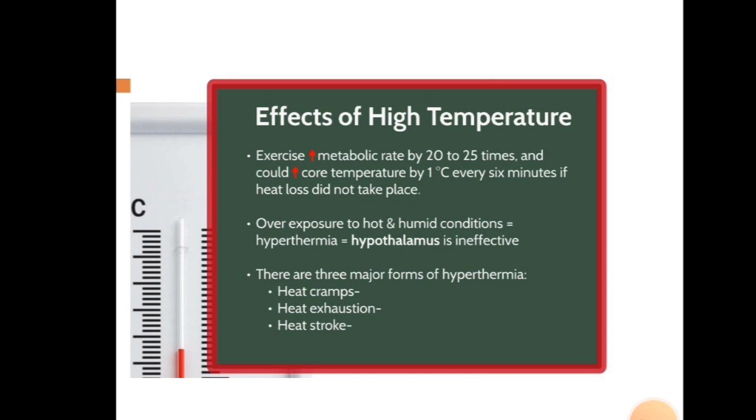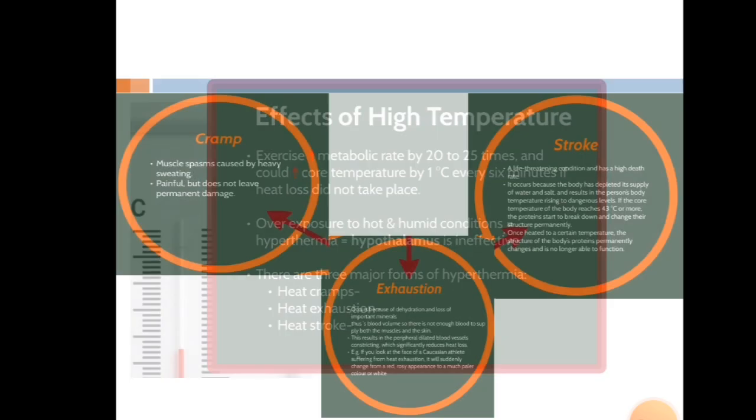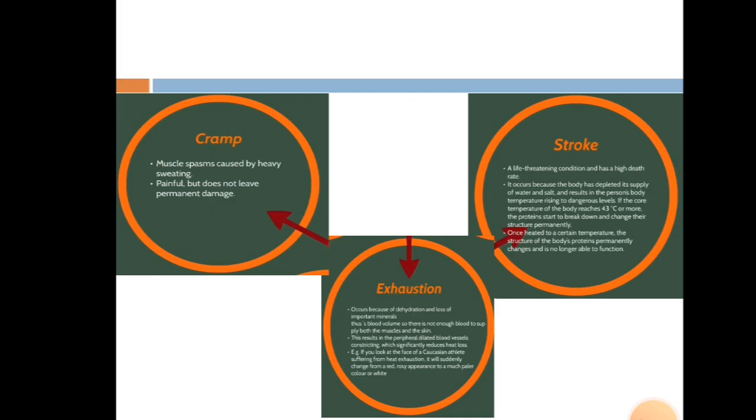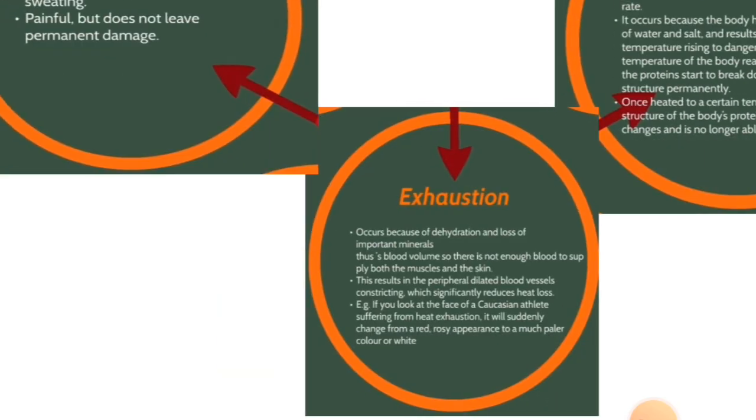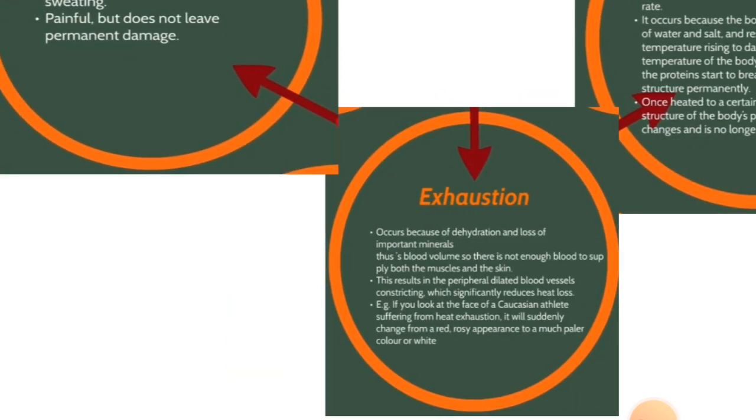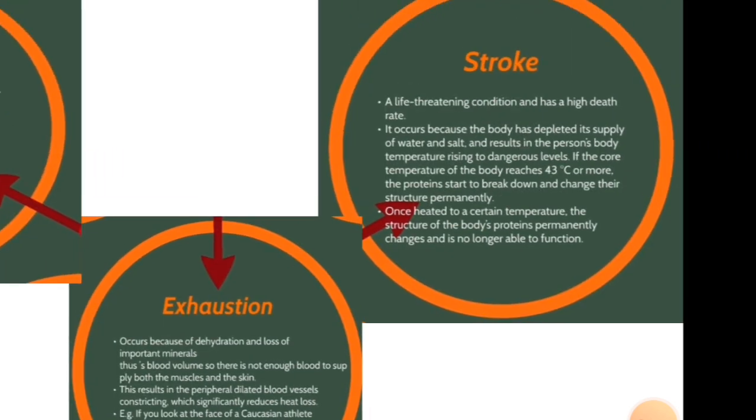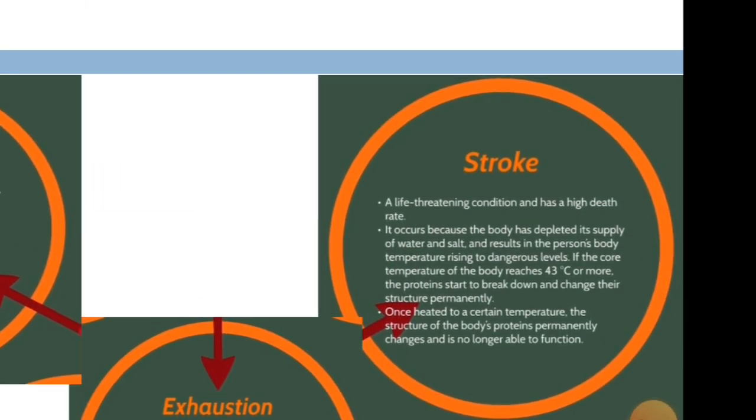There are three major forms of hyperthermia: heat cramps, heat exhaustion, and heat stroke. Cramps are usually caused by sweating and are painful, but they don't cause any permanent damage. Exhaustion occurs because of dehydration and loss of important minerals, and it results in dilated peripheral blood vessels. Stroke is a life-threatening condition with a high death rate, because the body has depleted its supply of water and salt, resulting in the person's body temperature rising to dangerous levels.